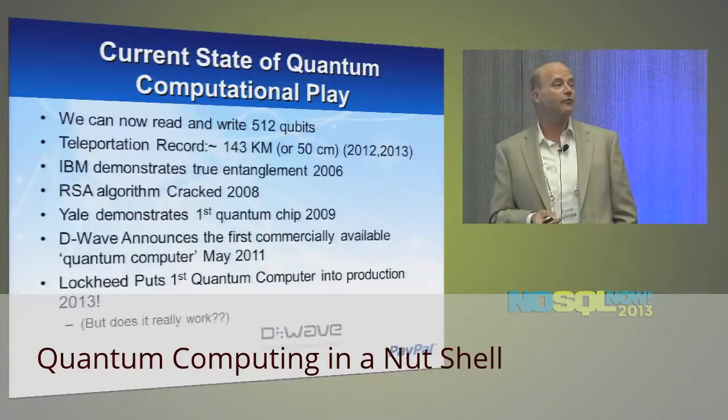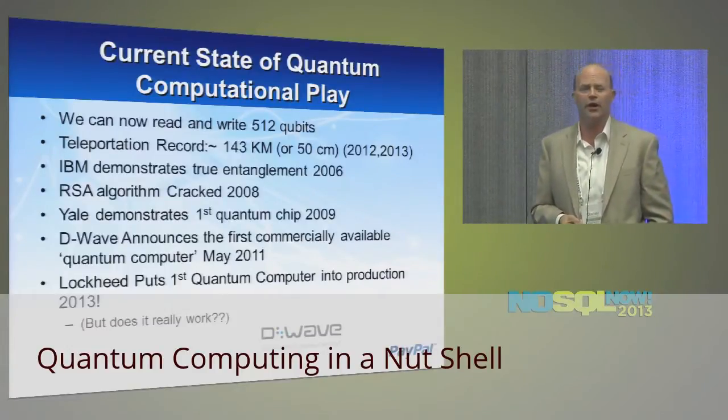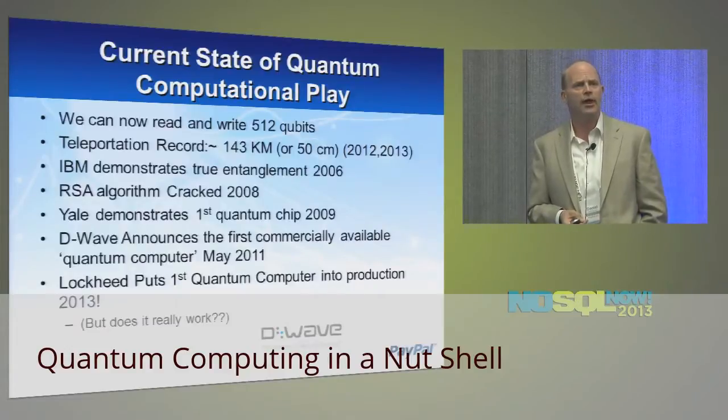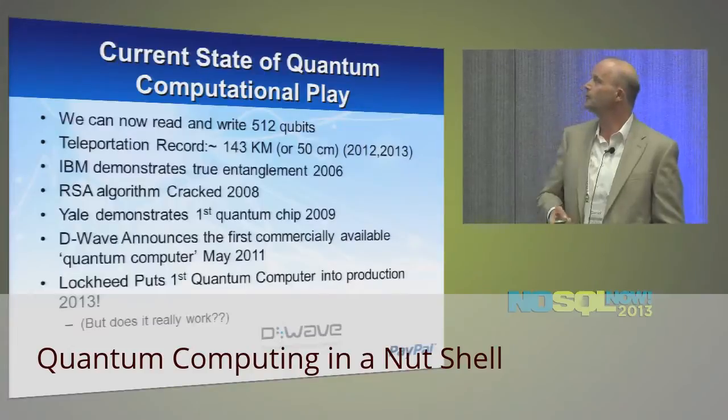We can read and write 512 qubits. The D-Wave quantum computing, I think it's the D-Wave 2 model, now has a 512 qubit chip. You can buy it.